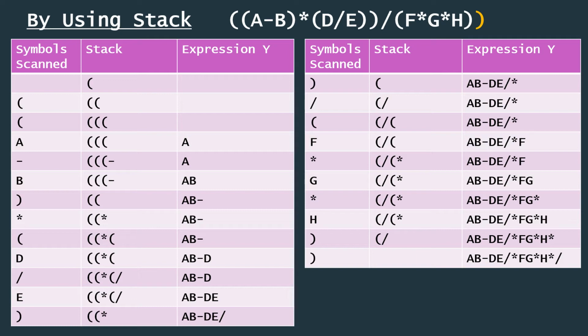Now right parenthesis will come. Then the operator from the stack will be popped. The operator which will be popped, that is multiplication, that will be popped and appended with the expression. And again one more right parenthesis, then by which this division operator will be popped from the stack and added with the expression. Now here it is your postfix expression, that is AB minus DE division into FG into H into division.